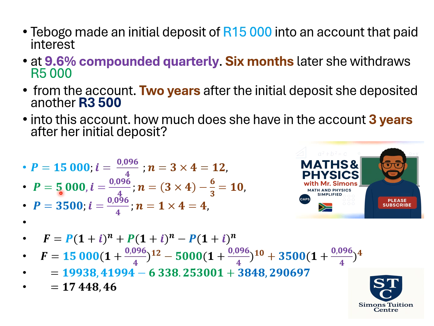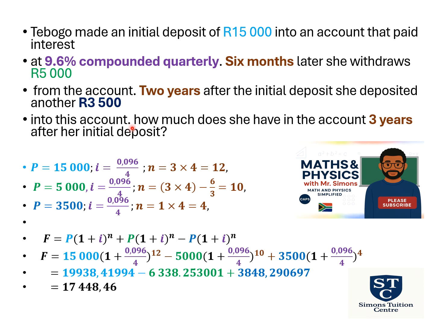So P is 5,000, i is 0.096 over 4. So for n, because it's compounded quarterly, I'm going to say 3 years times 4, which gives me 12, minus, remember 6 months later, 6, but quarterly, 3 months is 1 quarter, no? So therefore 6 divided by 3, which is 2. So 12 minus 2 gives me 10. So for 10 quarters, this 5,000 rand interest, or 10 interest payments, must be removed from the 5,000. You must just get interest for the first 2 quarters, no? So half a year is 2 quarters.